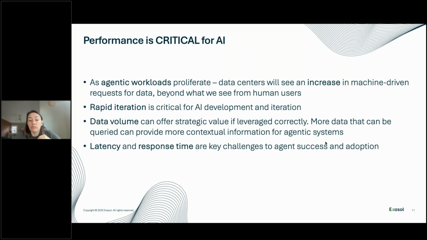Now, the second one is rapid iteration, and this is critical for AI development. As you're building AI, you need to be able to test it, and you need to be able to improve it as you roll it out. And this is a consistent theme I've seen in early adopters and early implementers of AI. I see it with the customers, the two use cases I shared with you earlier, which is the ability to iterate and continually refine and improve your AI solution. And being able to do that depends on performance.